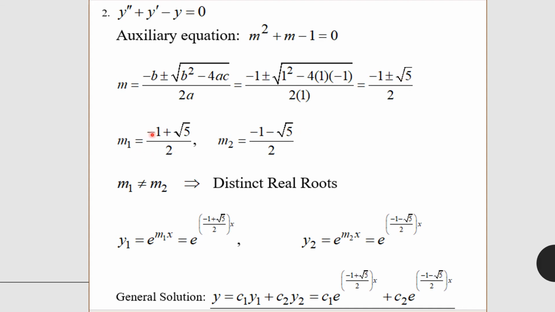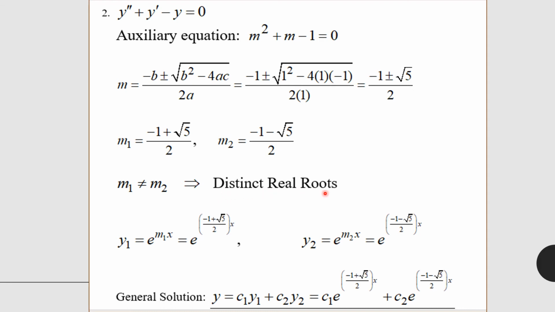So m1 is minus 1 plus square root of 5 divided by 2. m2 is negative 1 minus square root of 5 divided by 2. These two roots are real numbers, and they are not equal to one another. So m1 is not equal to m2. So we say this is case number 1, distinct real roots.